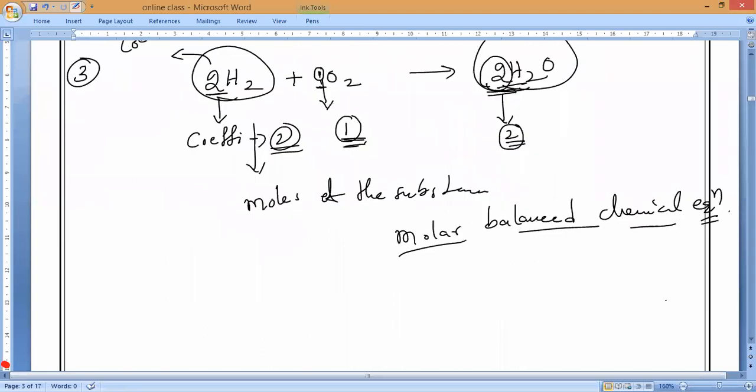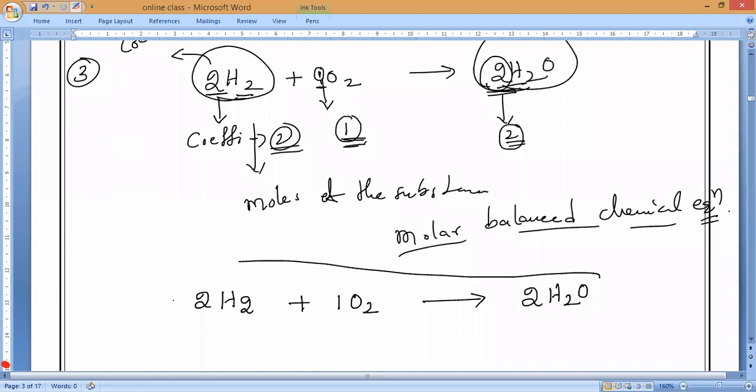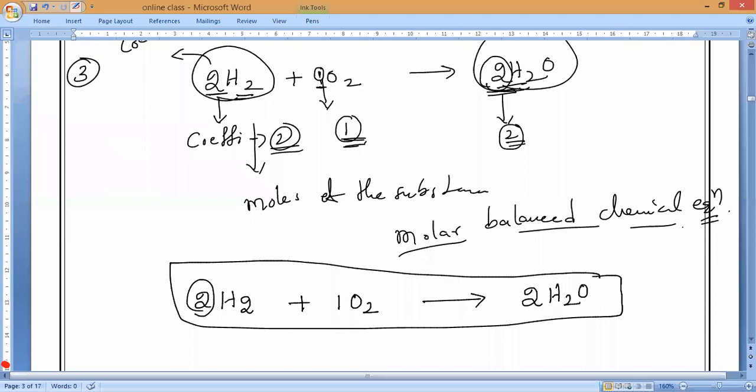So, sir, let us take one example. Tell me, how many moles of hydrogen are involved here? 2 moles of hydrogen involved with 1 mole of oxygen is going to give you how many moles of water? 2 moles of water. Understand, guys? So these coefficients in the molar balanced chemical equation represent how many moles of reactants are reacting and how many moles of products are coming.